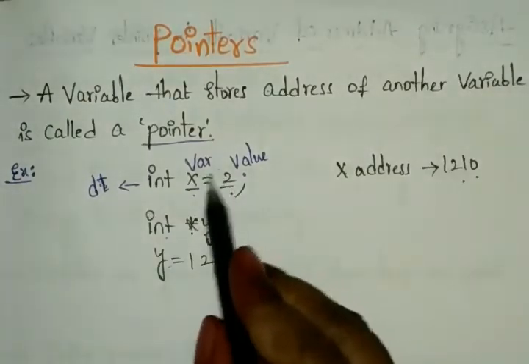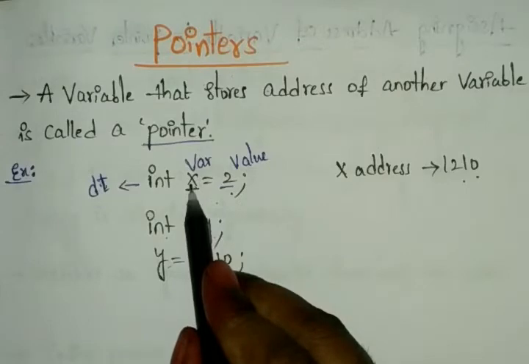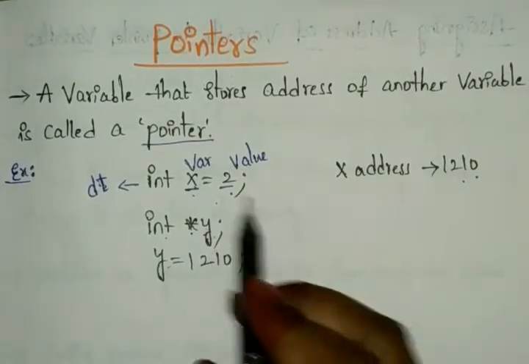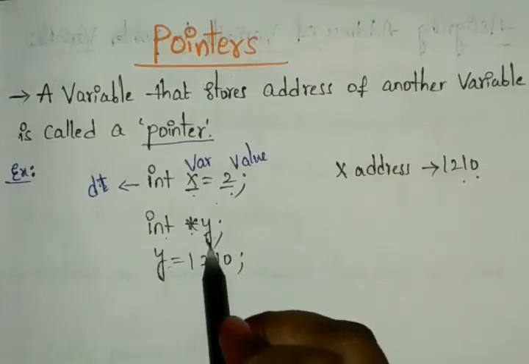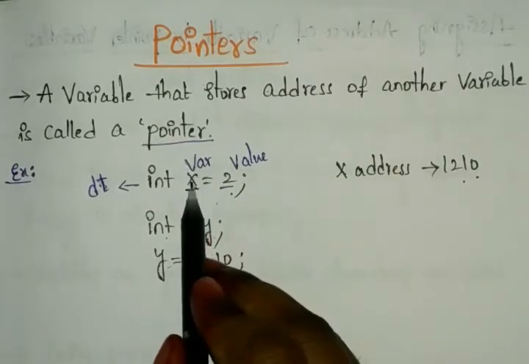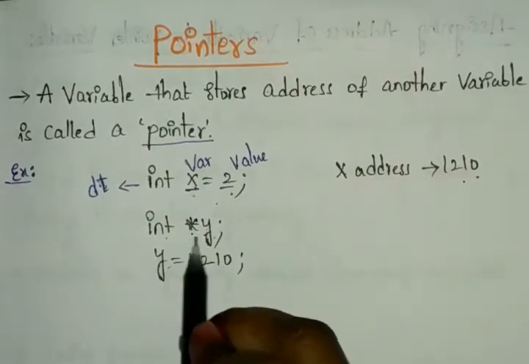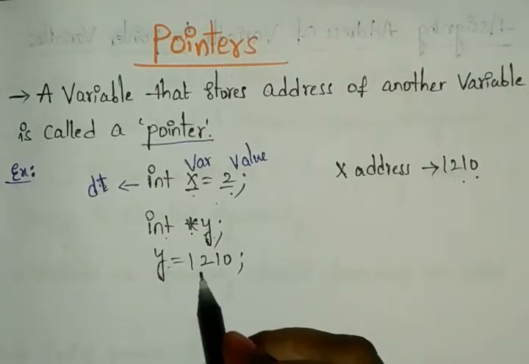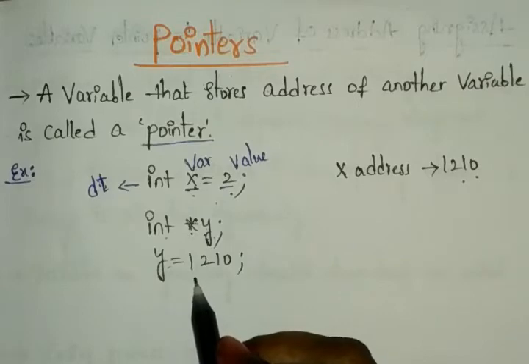So here this is the y, this is the x. So x is taking the address of another variable, that is here the y. X is taking the address of the y value. So y is having 1210, so the value is stored with the address type in our x.